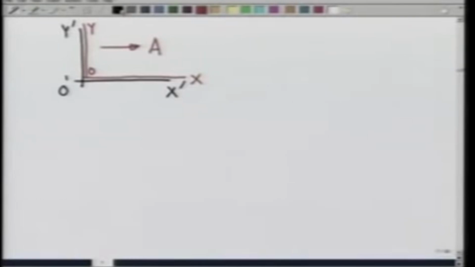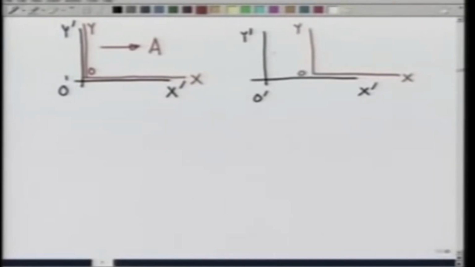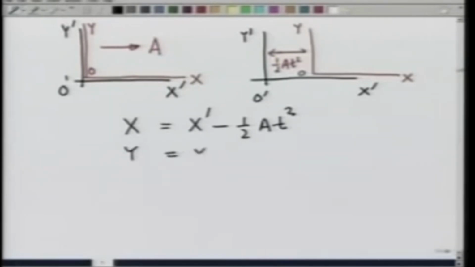If that is the case, you can write the transformation equations as follows. After time t, the original frame is fixed where it is, but the accelerating frame has moved forward by a distance of 1/2 a t squared in time t. And therefore, you can write that x equals x prime minus 1/2 a t squared, y equals y prime, and if there is a z axis, z equals z prime.